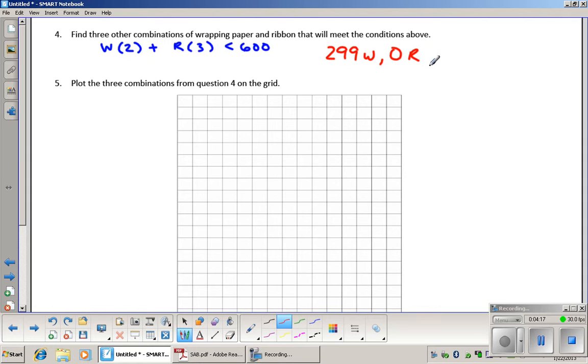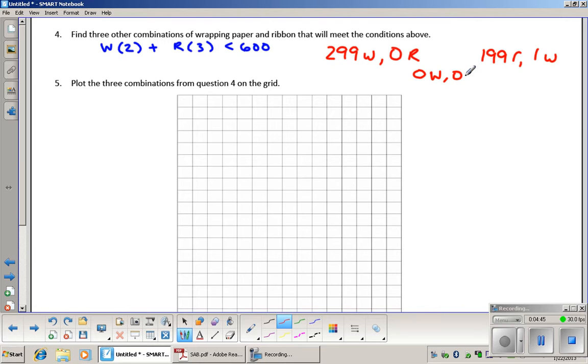I'm going to look at the other end of the spectrum. What if I were only to buy ribbons? Well, 200 ribbons would be $600, so 199 ribbons would be $597. So buy one fewer, which would allow me to really buy 1 wrapping paper, because 199 at $3, take 1 away, that'll leave enough for wrapping paper. And then just because I'm feeling crazy, it never said to buy anything at all, so I'm pretty sure I could buy 0 wrapping papers and 0 ribbons.